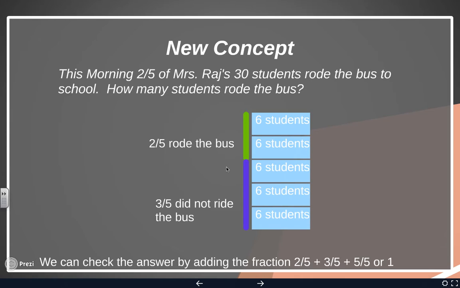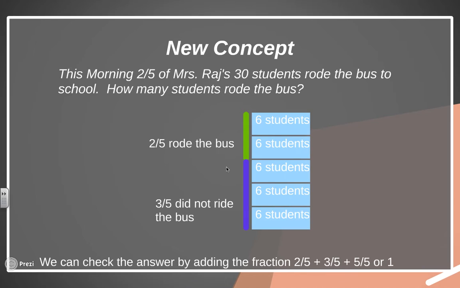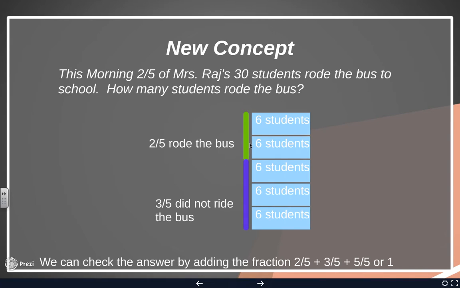And so we find that 2/5 of the students is 12 students. So we have 12 students that rode the bus, and 3/5 did not ride the bus, which is 6 plus 6 plus 6, which is 18 students did not ride the bus. And we can check our answer by adding the fractions together, which is 2/5 plus 3/5. Oops, I'm smart. That's wrong. That's supposed to be equals 5/5 or 1 whole class, okay?